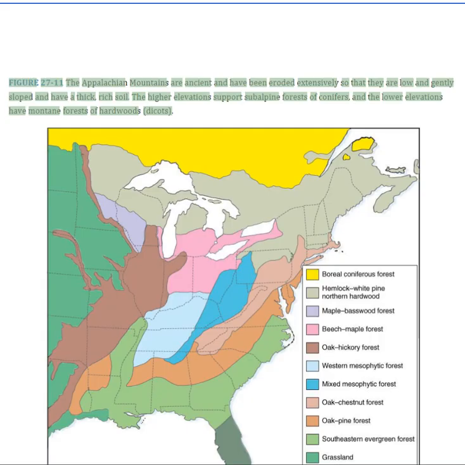Figure 27.11: The Appalachian Mountains are ancient and have been eroded extensively so that they are low and gently sloped and have a thick, rich soil. The higher elevations support subalpine forests of conifers, and the lower elevations have montane forests of hardwoods.